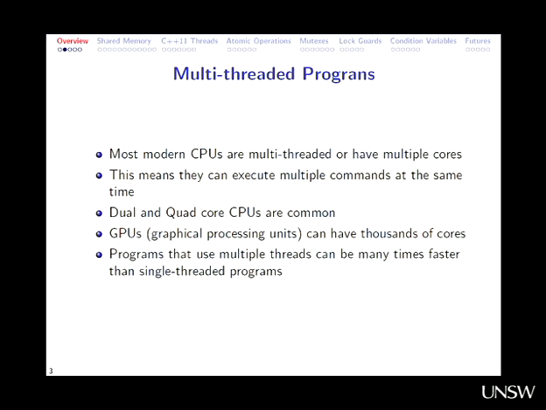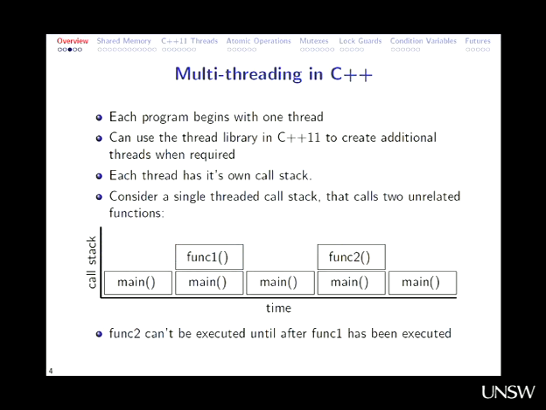Programs that use multiple threads can be many times faster than single-threaded programs. Not all the time, but most of the time they can be many times faster. So in C++, each program begins with one thread. We can use the thread library in C++11 to create extra threads when required. We can choose to start up in parallel, then come back to series, then parallelize, and then come back. Each thread, when it starts, has its own call stack.